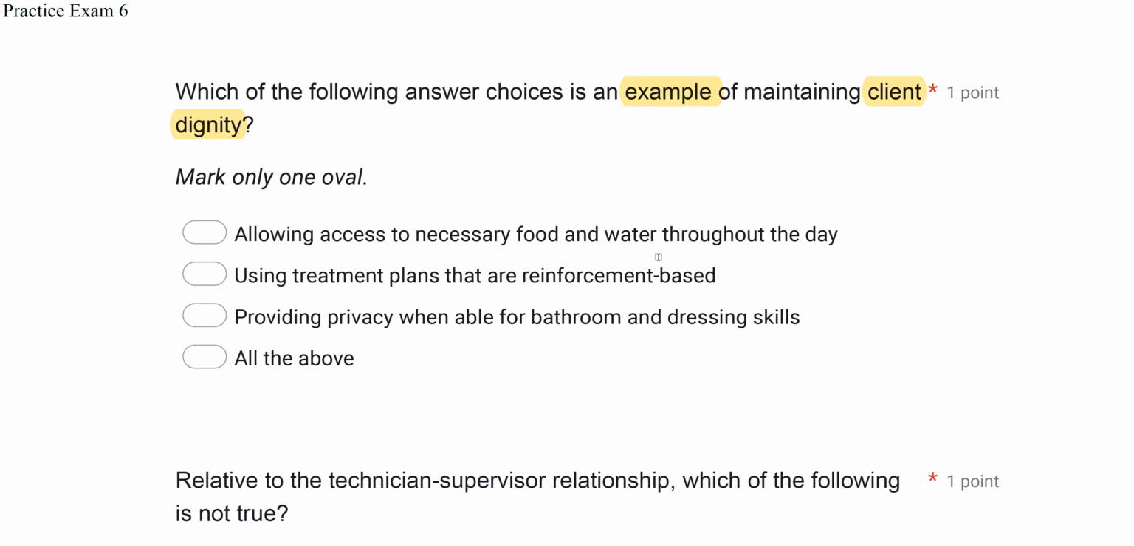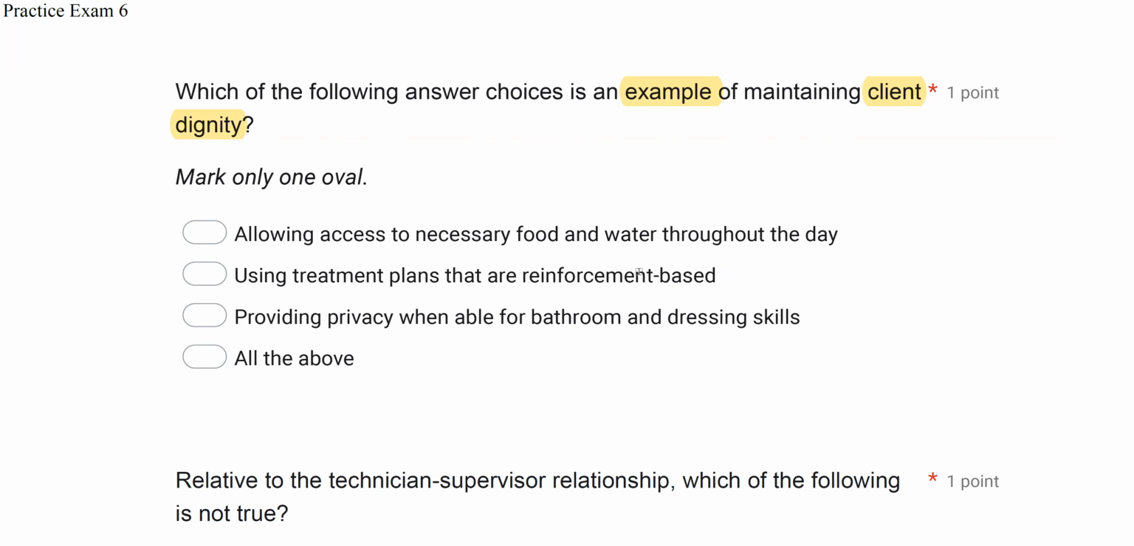B, using treatment plans that are reinforcement based. What do we mean by that? We mean we always start with reinforcement first, and then we move to punishment if necessary. But using treatment plans that are reinforcement based are dignifying. C, providing privacy when able for bathroom and dressing skills. Absolutely. Even if you're teaching living skills and independent skills, which we do a lot, if your client can dress and go to the bathroom in private, we should afford them that privacy whenever possible.